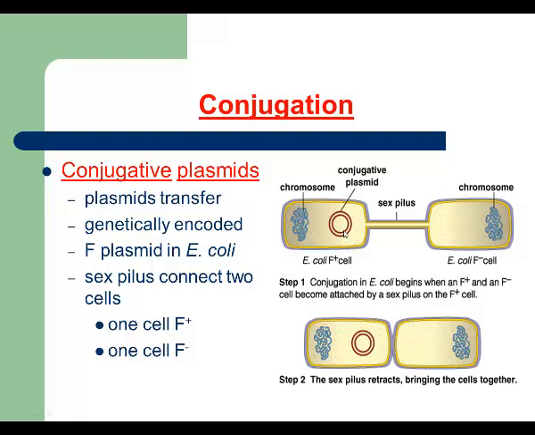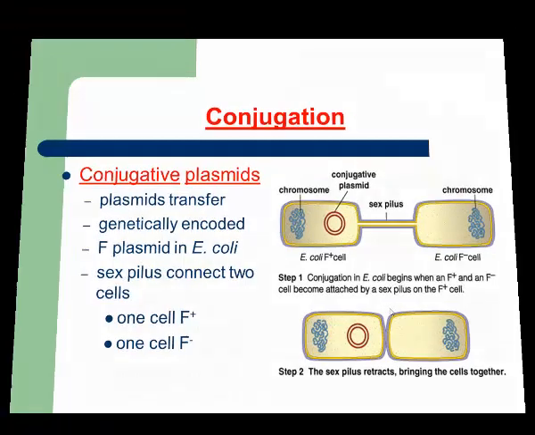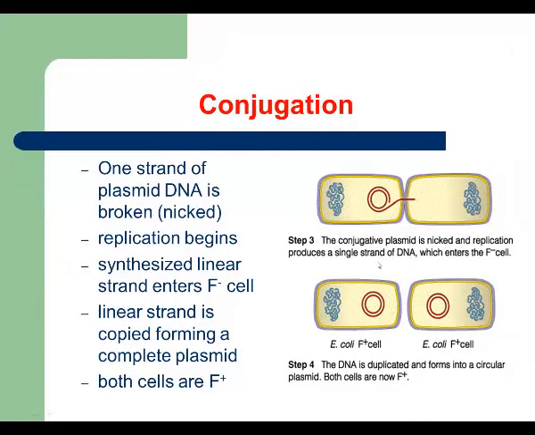What they're going to do next is they're going to use these sex pili to attach to each other, and then the F plus E. coli cell will give a piece of plasmid to the F minus cell. As a result, both cells become F plus cells, means both of them are resistant to antibiotic.